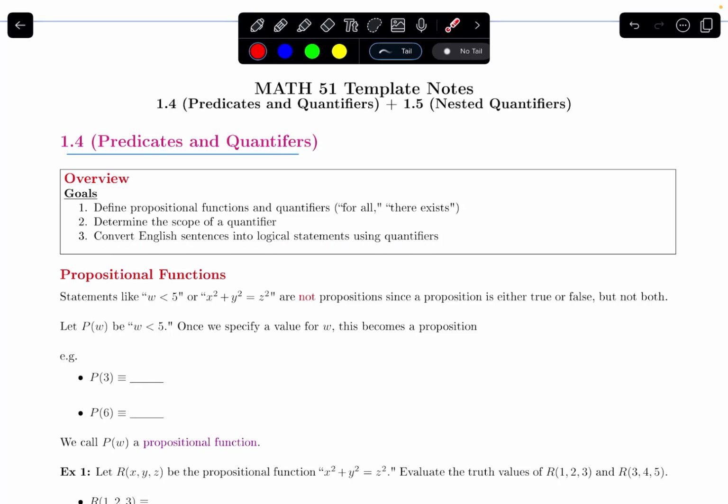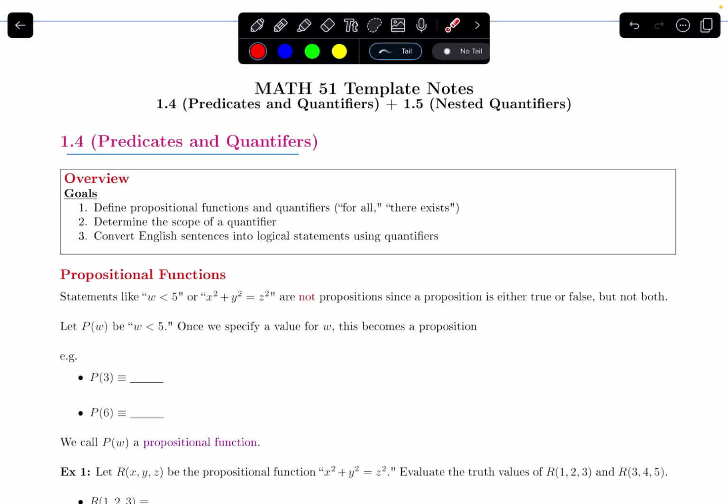Okay, so in this video, we are going to discuss what are called propositional functions. So we've seen statements like w is less than 5, or x squared plus y squared equals z squared, things that have variables like this. And these are not propositions because a proposition is either true or false, but not both. Currently, when we look at both of these statements, they could be true, they could be false, but we don't have enough information to determine which it is, because we don't have information about these variables to definitively know one way or the other.